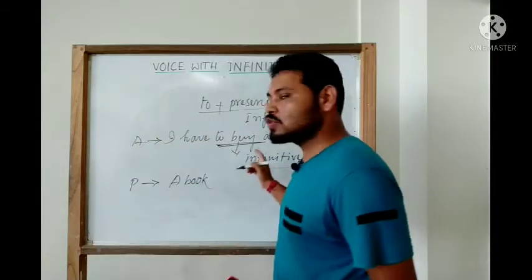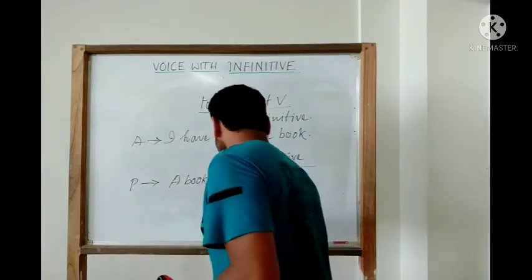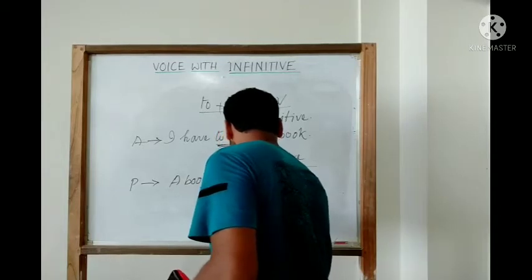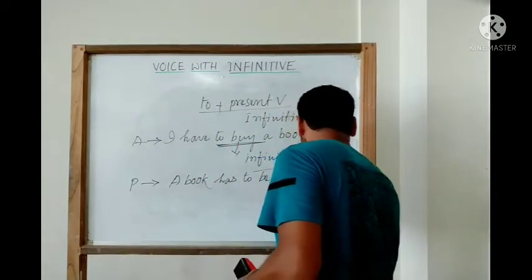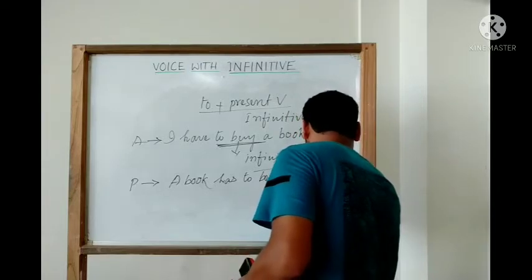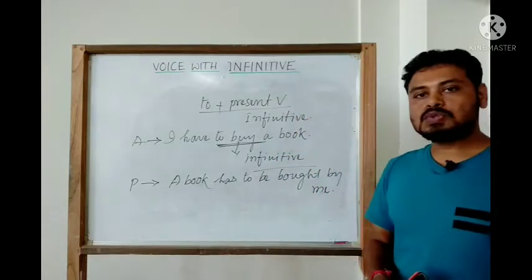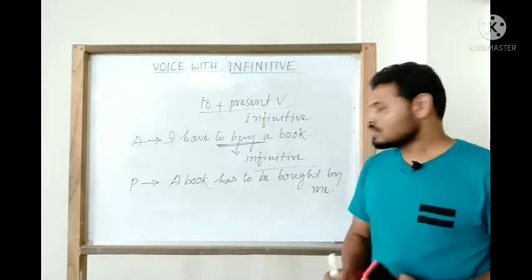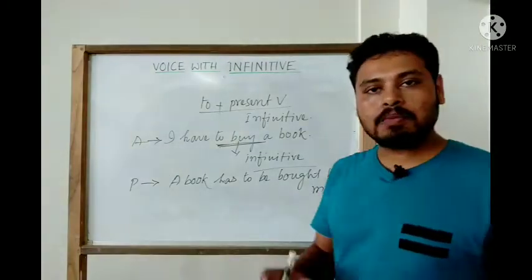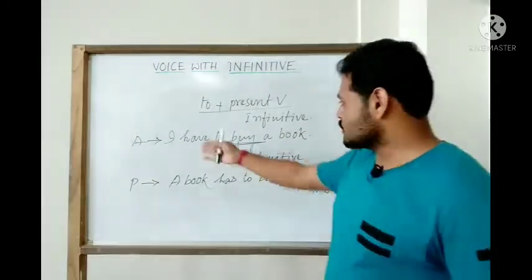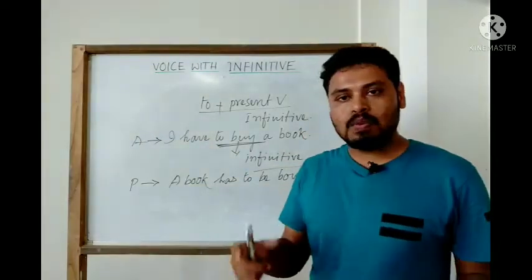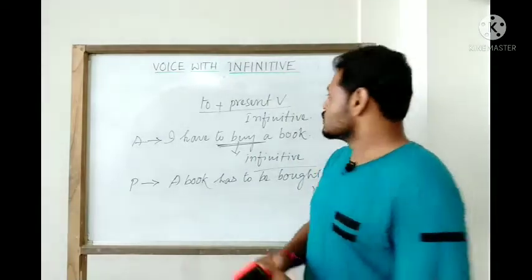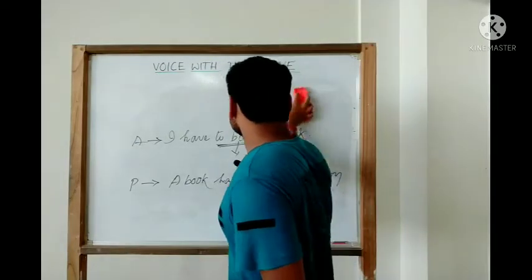If we change it, it would be like this. A book has to be bought by me. This would be the passive one. So the active is I have to buy a book. The passive is a book has to be bought by me. So let us just have the structure over here.